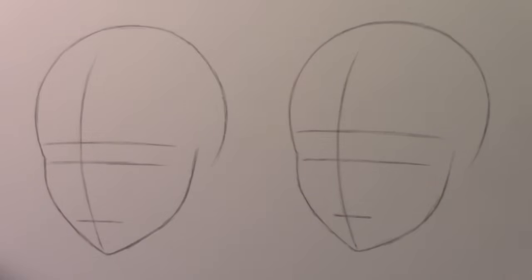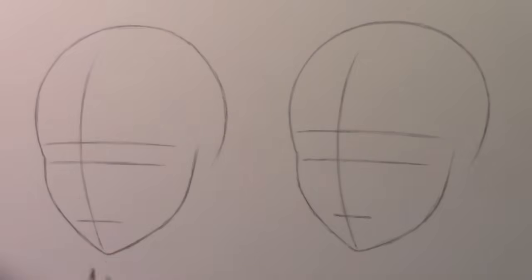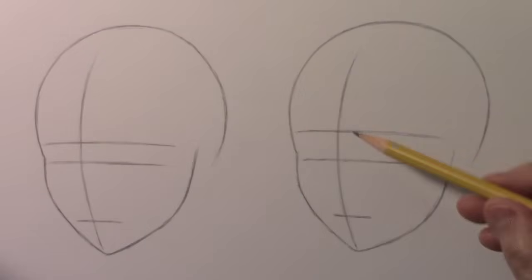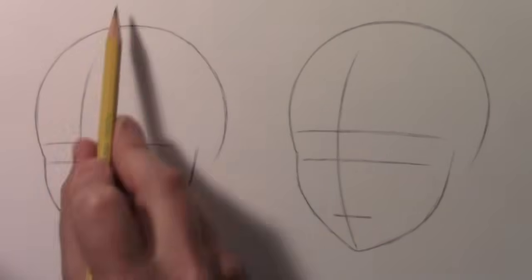All right, so here's where things really start to diverge. Notice where this line is right here. This top line for the eyes is almost exactly halfway between the top of the head and the point of the chin. Whereas this line for these eyes, because we're making them larger, I would say is slightly closer to the top than it is to the bottom.